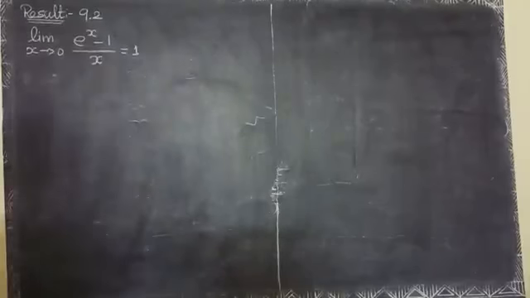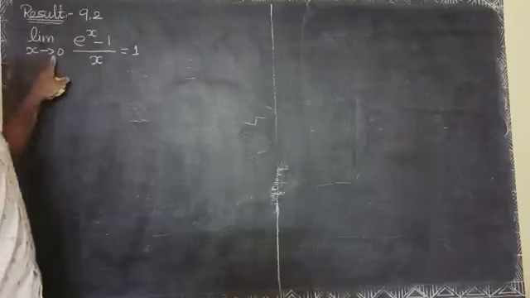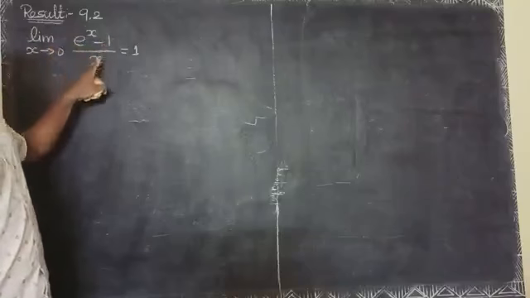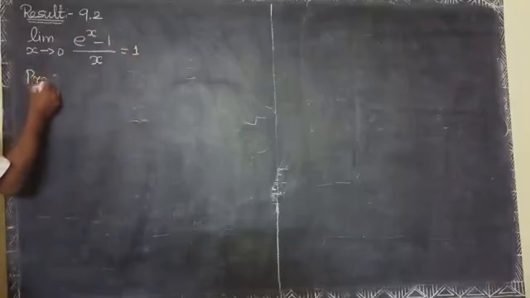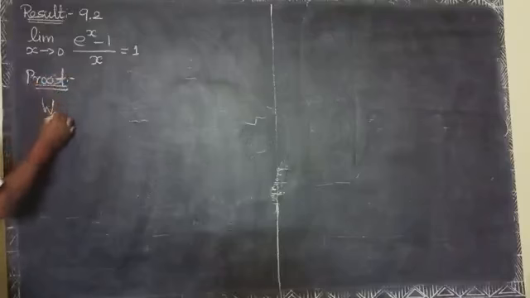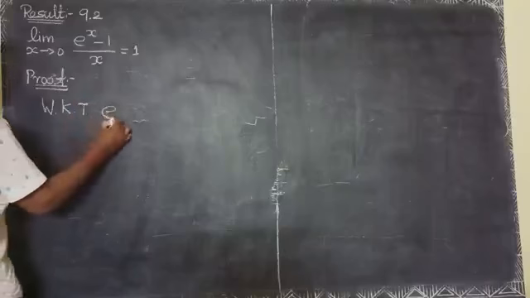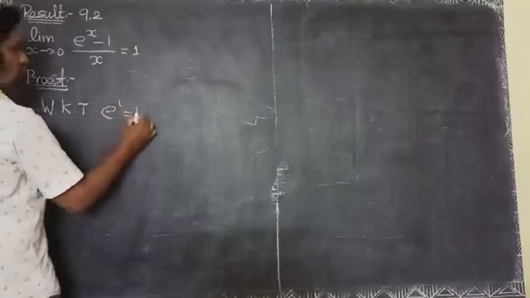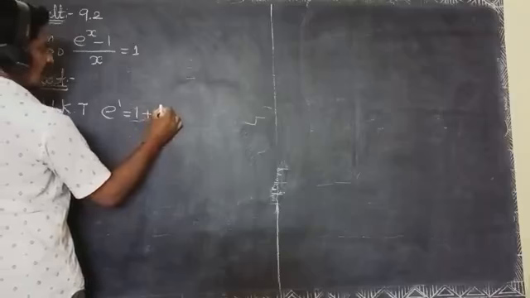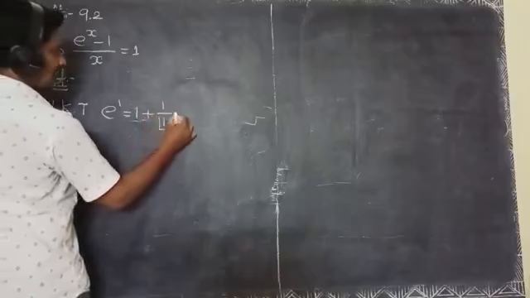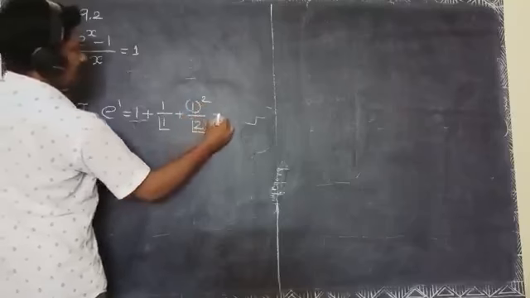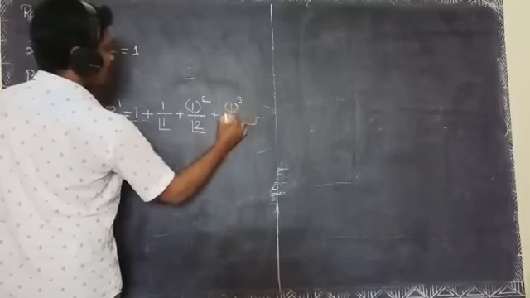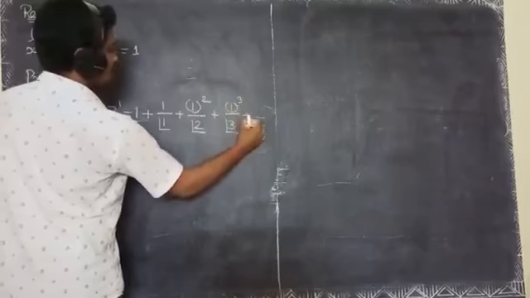Next, to prove result 9.2: the limit as x approaches 0 of (e^x minus 1) divided by x is equal to 1. Proof. We know that the value of e^1 is equal to 1 plus 1 divided by 1 factorial plus 1^2 divided by 2 factorial plus 1^3 divided by 3 factorial plus, and so on.